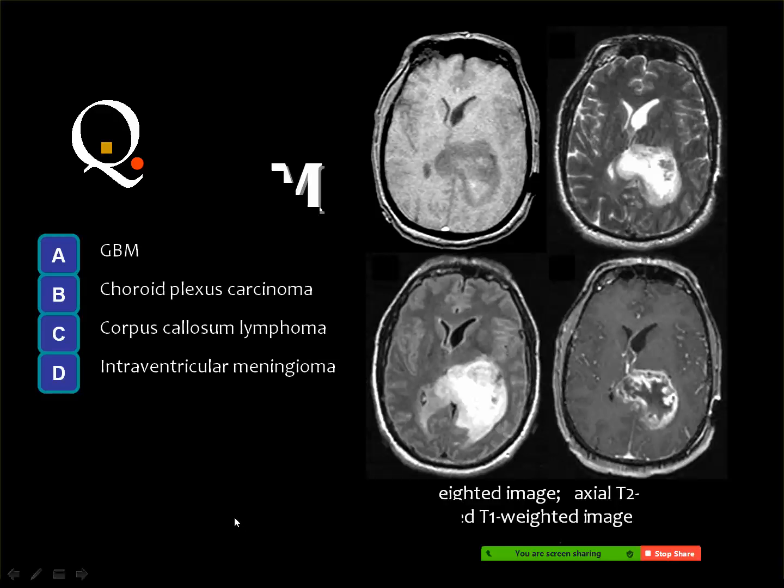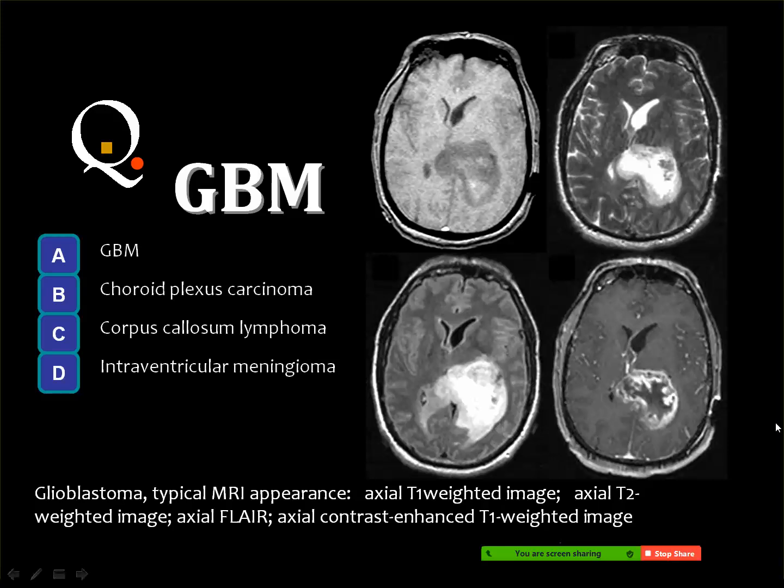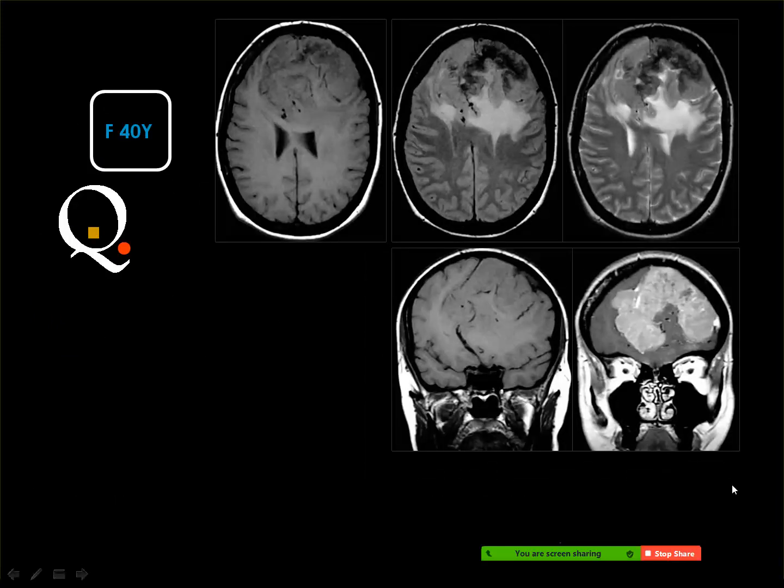Glioblastoma. Yes, and this is glioblastoma, typical appearance with marginal enhancement, central necrosis, some blood signal inside the tumor, all the features of glioblastoma multiforme.